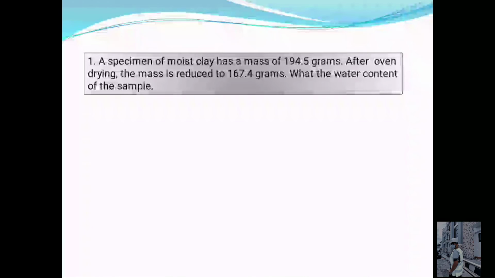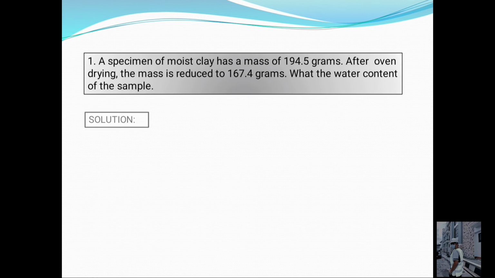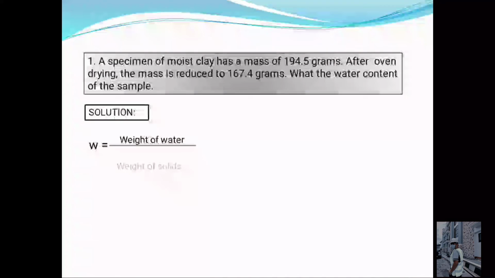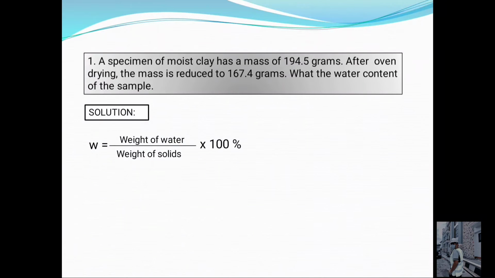So now we have the sample problem. Sample problem number 1. A specimen of the moist clay has a mass of 194.5 grams. After oven drying, the mass is reduced to 167.4 grams. So the question is, what is the water content in the sample? So the unknown is the water content.